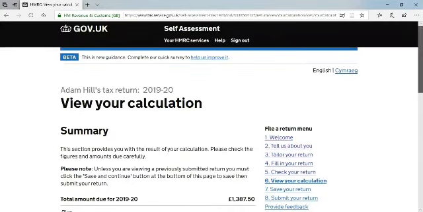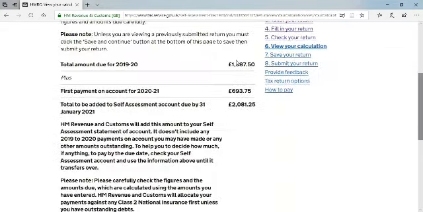It will give you a summary of tax payable. So from the top here, total amount due is £1,387 for that tax year, but they're also asking just below for £693. That's a payment on account for next year. You have to pay your liability for the 1920 tax year, plus your first payment on account, which is half of next year's estimated tax bill by the 31st of January.